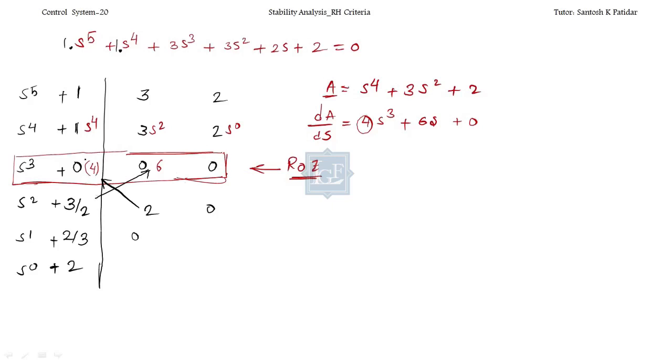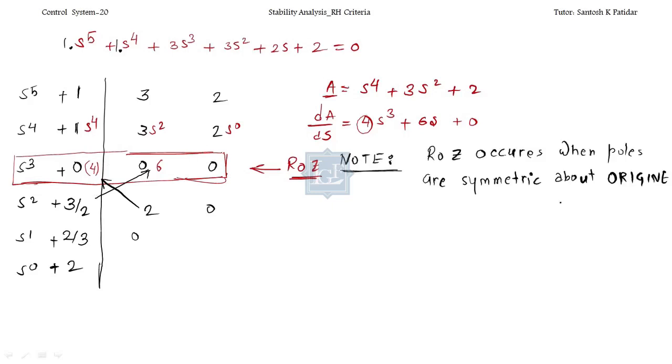Okay, so we are getting this row of 0. What is this? This implies that ROZ, row of 0, occurs when poles are symmetric about the origin. This is the condition where we will definitely get symmetric poles. There may be symmetric poles over here or over here; they should be symmetric about the origin. Your poles may be on the real axis, or they may be on the imaginary axis. Who will decide?